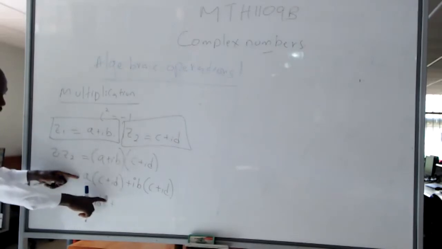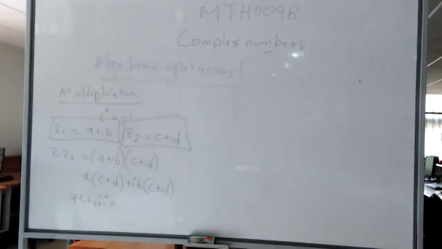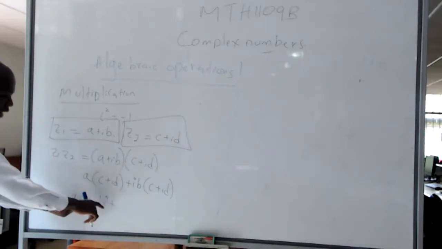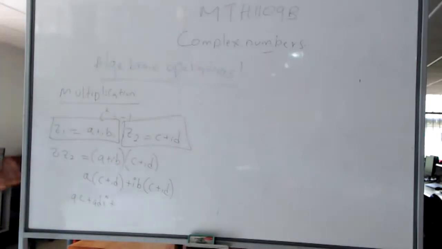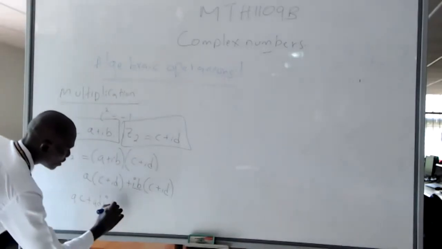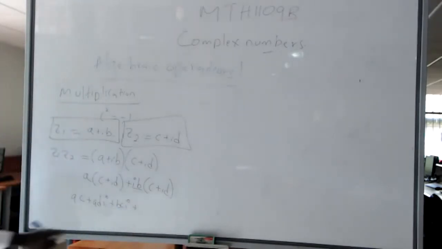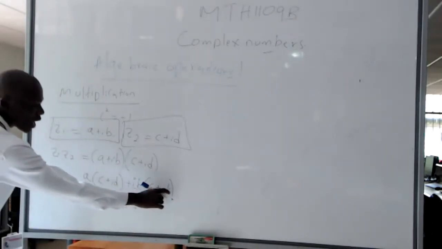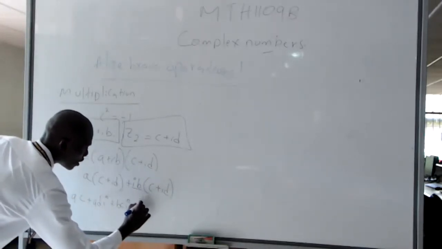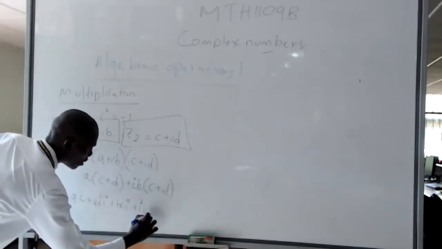So I have ADi. Remember, multiplication is associative and it's also commutative. So whether you put i times AD or AiD or ADi, it is the same thing. There is no problem. Now, second, we have iB times C, that is BCi, plus, now I have iB times iD. So first, i times i is i squared. Then B times D is BD.